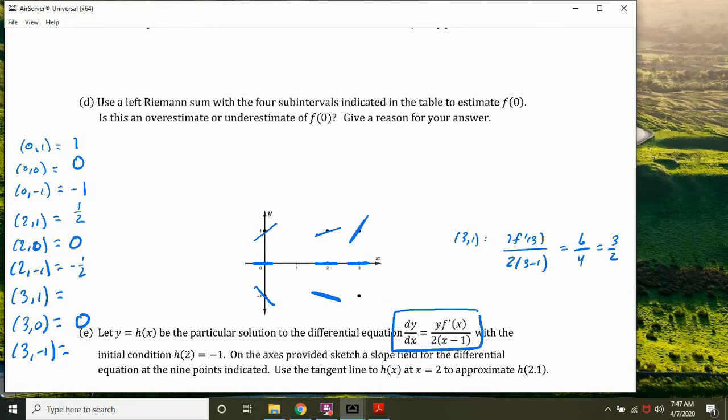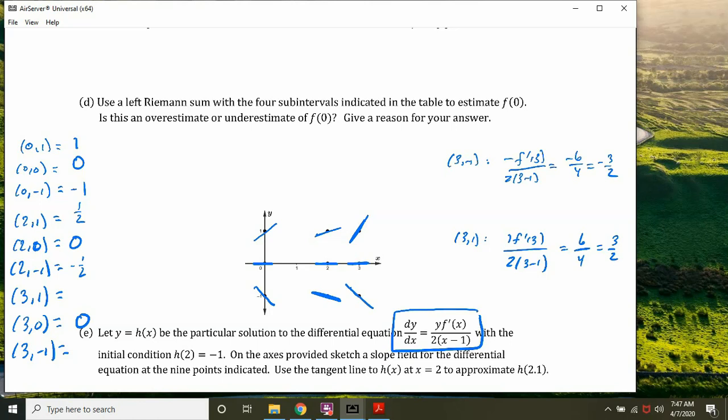Maybe a little steeper. And then (3, negative 1). That's just going to be negative f prime of 3 over 2 times 3 minus 1, which is negative 6 over 4, which is negative 3 halves. Okay? So there we have that.